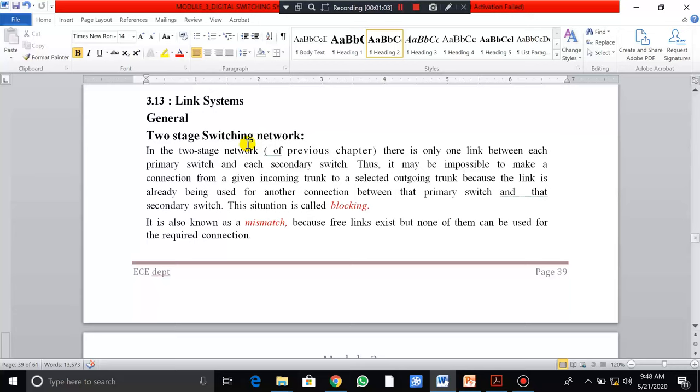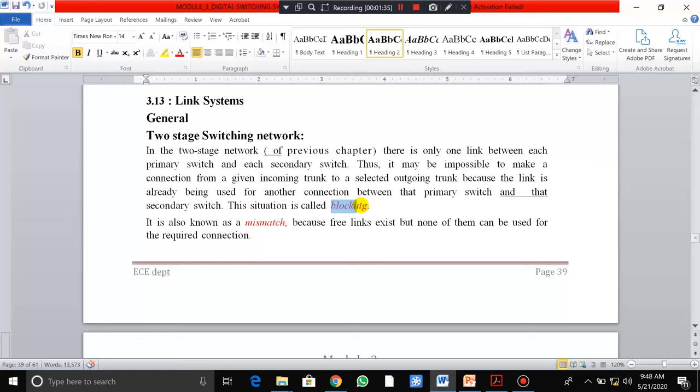There we have a link between each primary switch as well as a secondary switch. It may be impossible to make a connection from a given incoming trunk to a selected outgoing trunk, because the link is already being used for another connection. That means if the link is being used by another connection for any primary or secondary, that link cannot be used. That situation we call blocking.